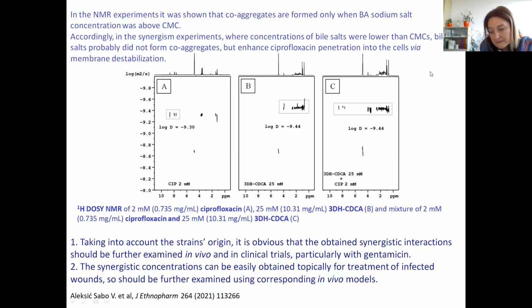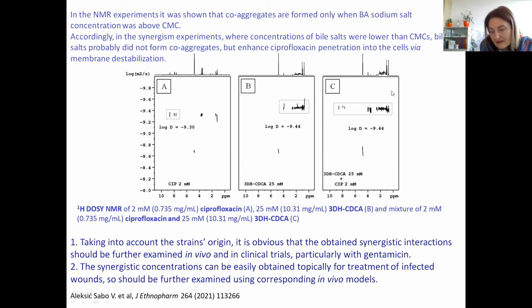We found that mixed micelles are formed only above the critical micellar concentration of bile acids, while in synergism experiments, concentrations of bile salts were quite lower than critical micellar concentrations. So in these synergistic experiments, bile salts probably didn't form co-aggregates, but enhanced ciprofloxacin penetration into the cells via membrane destabilization. We performed this experiment only with ciprofloxacin because it is the smallest molecule of all used antibiotics, so it was, let's say, most appropriate to make mixed micelles.